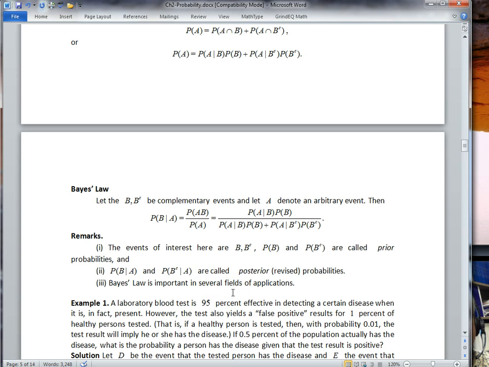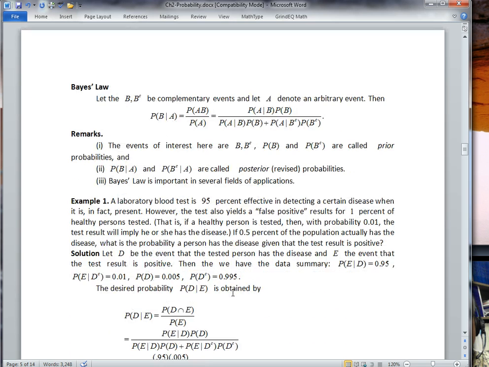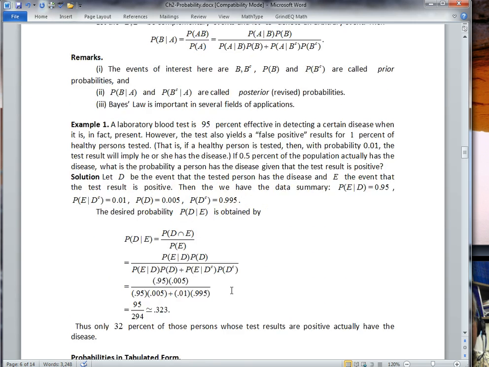I'll give you a quick example here. A lab blood test is 95% effective in detecting a certain disease when it is in fact present. However, the test also yields false positive results for 1% of healthy persons tested. That is, if a healthy person is tested, then with probability 0.01, that's the meaning of that sentence, the test result will imply he or she has the disease.